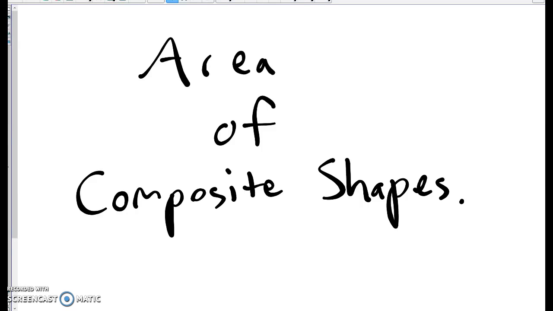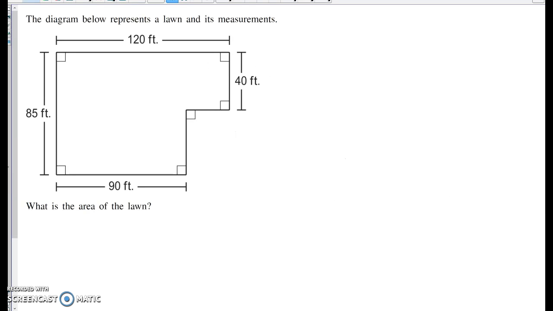All right, let's take a look at problems involving finding the area of composite shapes. So here's an example that was on a recent MCAS test. You notice when you look at it, it's not one of the shapes that we have an area formula for. It's not on our reference sheet. It's not a rectangle, not a square, not a triangle, not a trapezoid, not a circle.